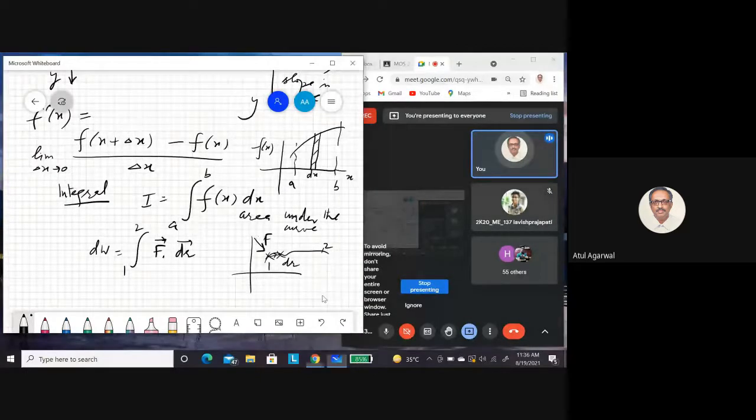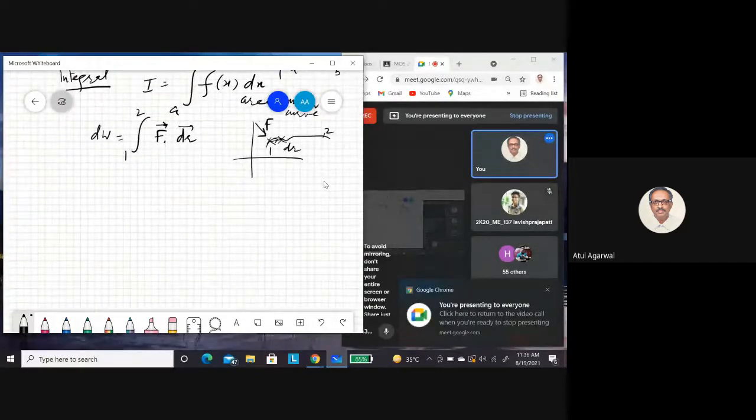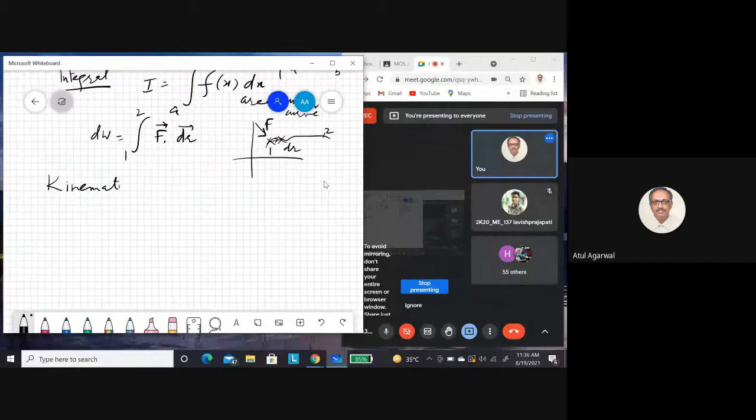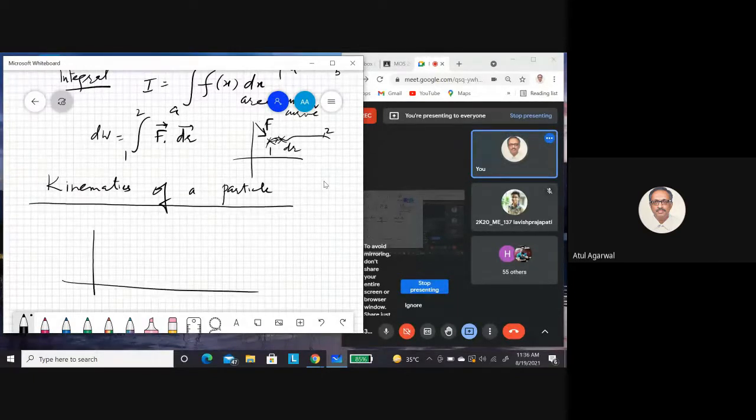Now I'll go to the kinematics of a particle. So I have introduced the basic nomenclature involved in what I am going to describe. I go from here to here. I follow some trajectory. I can follow a trajectory like this. So this is my dr.